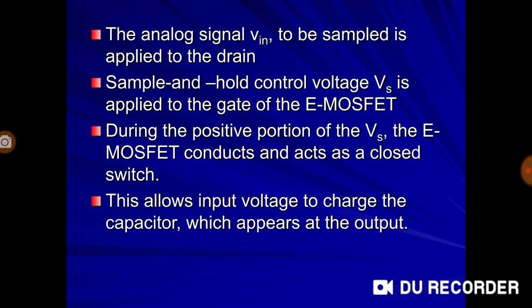Now, to get deep into the operation, the analog signal Vin to be sampled is applied to the drain. I just showed that in the diagram. Sample and hold control voltage Vs is applied to the gate of the E MOSFET. That also I indicated in the diagram. During the positive portion of the Vs, E MOSFET conducts and acts as a closed switch. This allows the input voltage to charge the capacitor, which appears at the output. Let's take another look at the circuit.